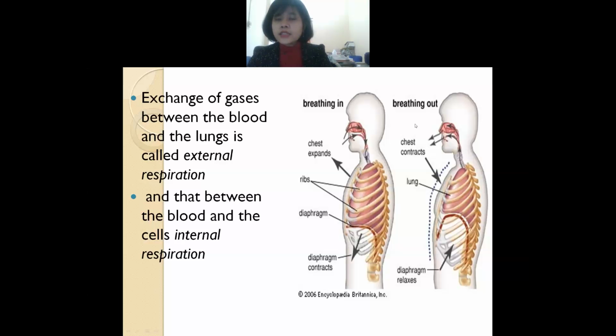Understand? And in the external respiration, what will you find? You will find that your chest will contract. It will contract means what? It will become small. It will constrict. Understand? And your diaphragm, this is your diaphragm, it will relax. Understand? Your diaphragm will relax, and your chest will contract.